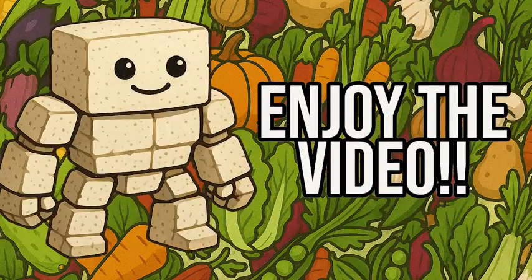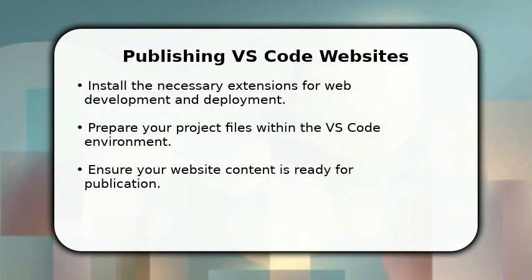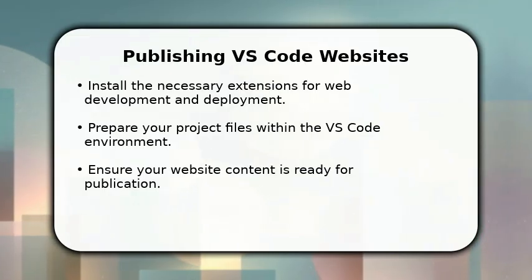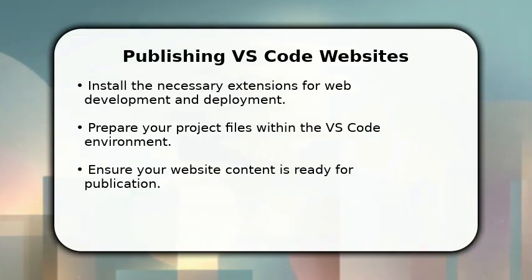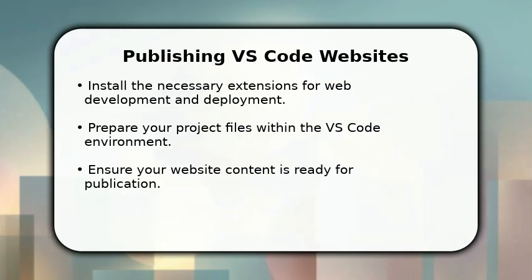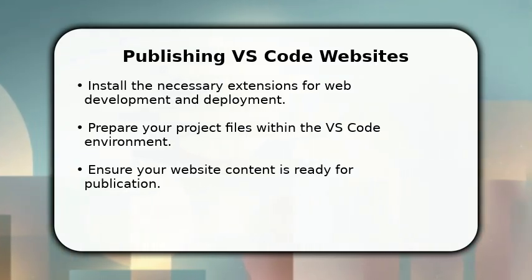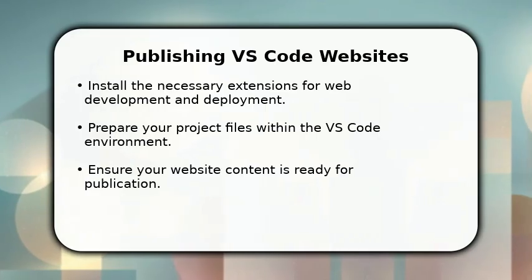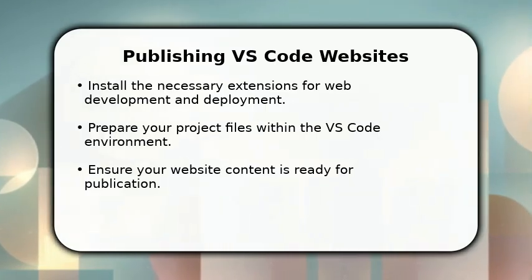Please enjoy the video. In this video, I will show you how to publish a VS Code website using an easy method. First, open VS Code and navigate to the Extensions view. Search for and install a suitable publishing extension, such as Azure Static Web Apps or GitHub Pages. This crucial first step sets up your environment for seamless deployment.